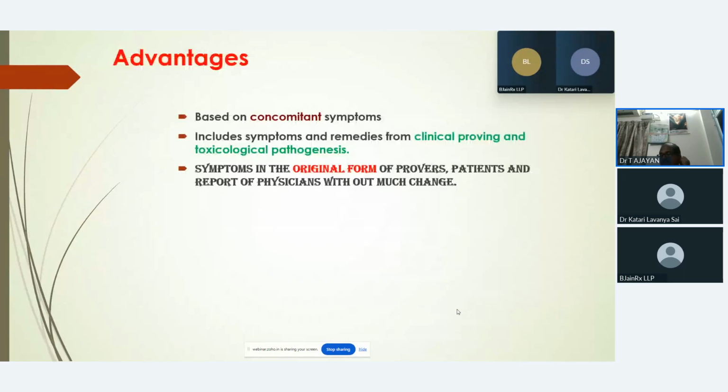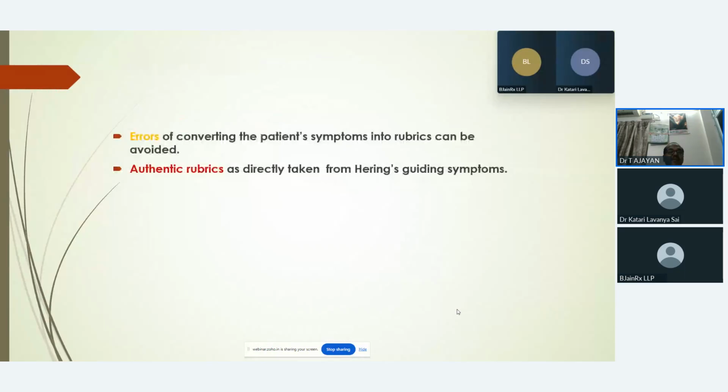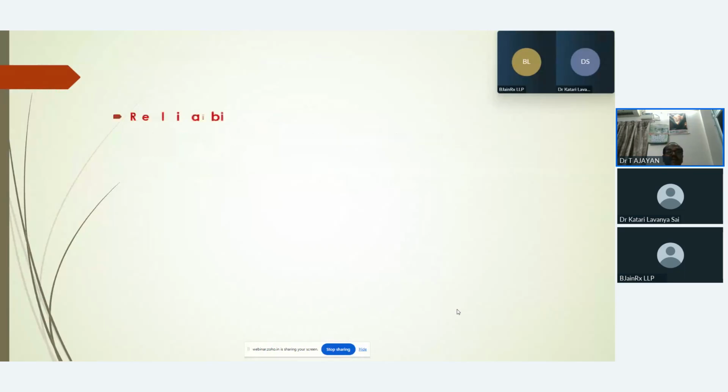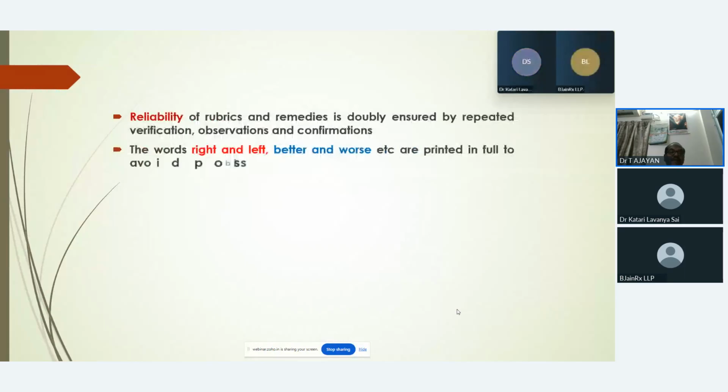Based on the concomitant symptom, everybody knows the role of the concomitant in our day-to-day practice. It is the right characteristic, with no direct relationship with the common pathology. Then it includes symptoms and remedies from clinical provings and toxicological pathogenesis. Then the symptoms are in the original form; that is, the prover's own language is used in this repertory. These are the advantages. Errors from converting the patient's symptom into a rubric can be avoided. The reliability of the rubric and remedies is doubly ensured by repeated verification and observation. The words right and left, better and worse, etc. are printed in full to avoid possible error. The large number of cross-references is another advantage.